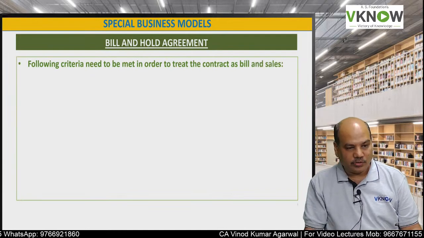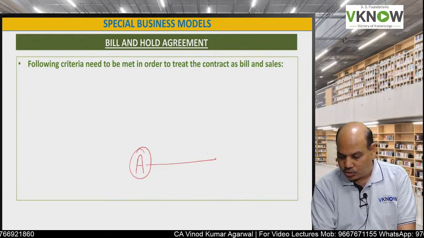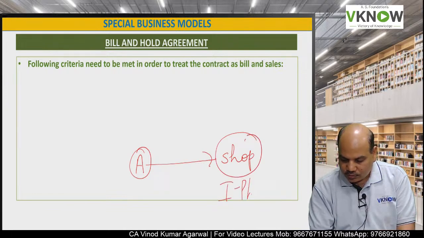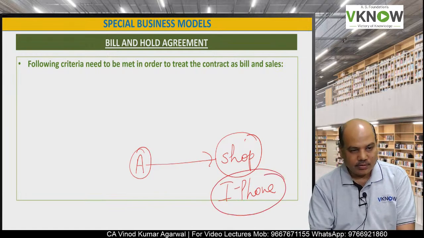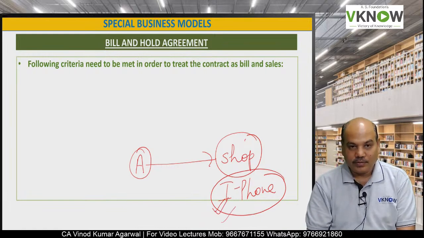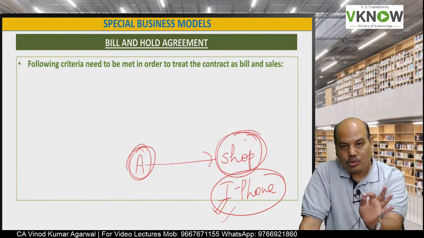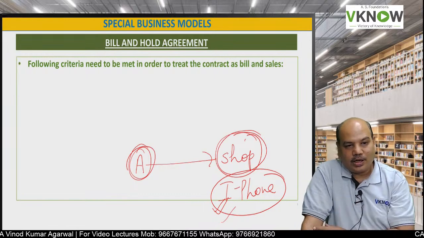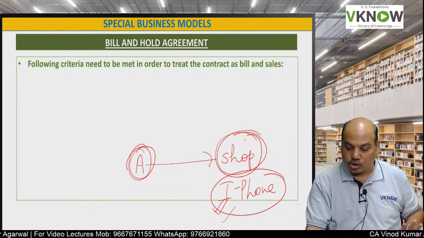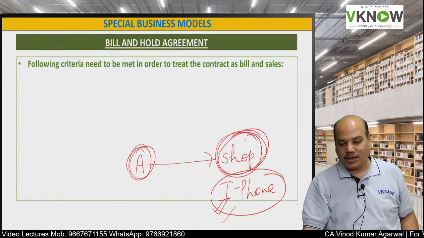Next is bill and hold arrangement. You go to a shop, A goes to a shop and says, I want this iPhone. The iPhone is available on the counter. He takes it out and prepares a bill. You accept the bill. But then customer A tells the shopkeeper, you hold it on my behalf, I will come and collect after 3 days. This is called a bill and hold arrangement. Whether the shopkeeper will recognize the revenue now or after 3 days, that is the question.